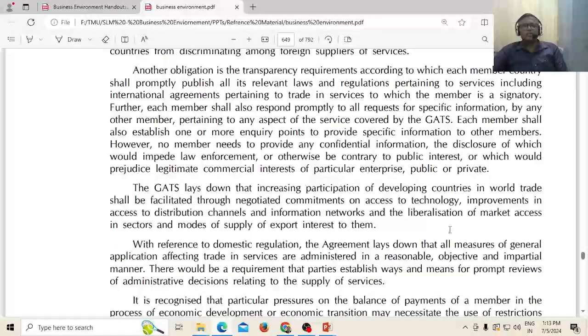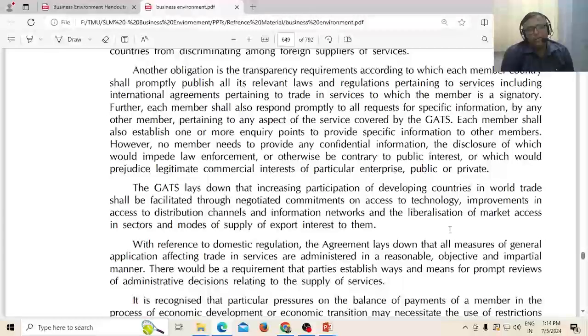Another obligation is transparency requirements, according to which each member country shall promptly publish all its relevant laws and regulations pertaining to services, including international agreements pertaining to trade in services to which the member is signatory. Further, each member shall also respond promptly to all requests for specific information by any other member pertaining to any aspect of services covered by the GATS. Each member shall also establish one or more inquiry points to provide specific information to another member. However, no member needs to provide any confidential information, the disclosure of which would impede law enforcement or otherwise be contrary to the public interest, or which would prejudice the legitimate commercial interest of a particular enterprise, public or private.